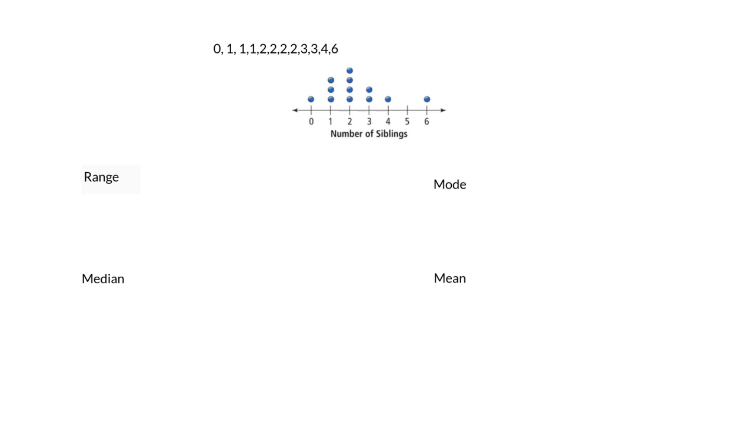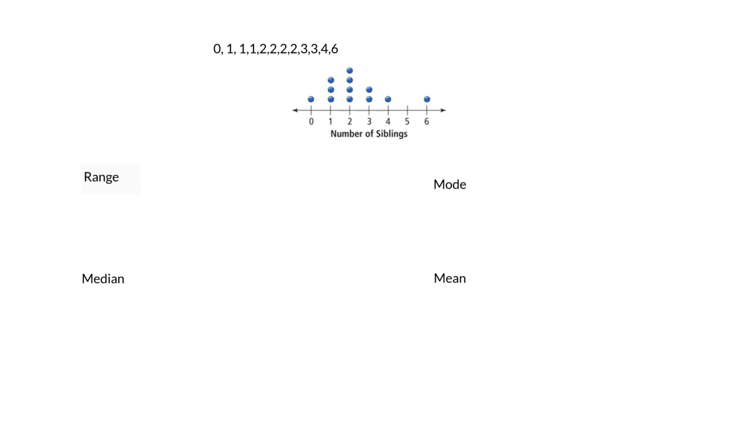Once I've done that, I now have a data set that I can sequence for the other pieces that we need. So when we look at the visual model, the dot plots, we're able to see which one's the most and the least, but then we can also see our numbers in order. Now that we've done that, we need to do the range.